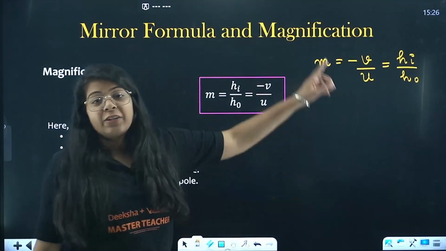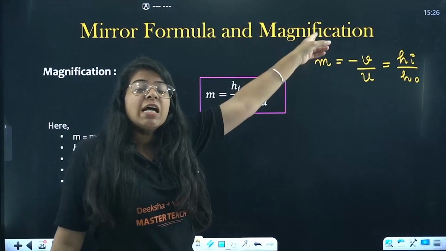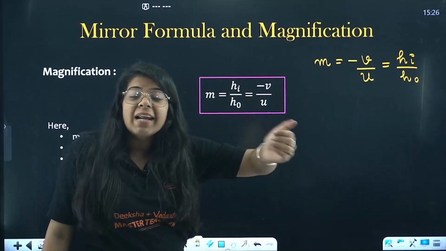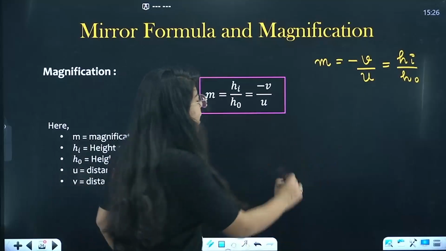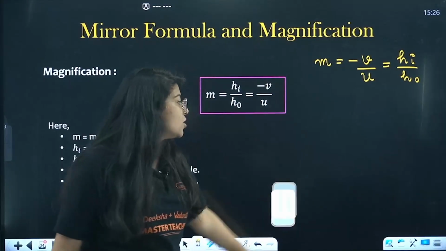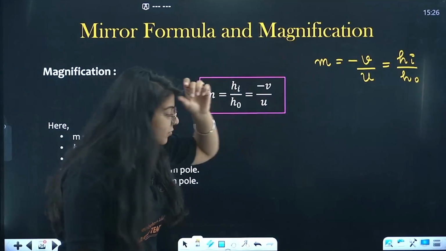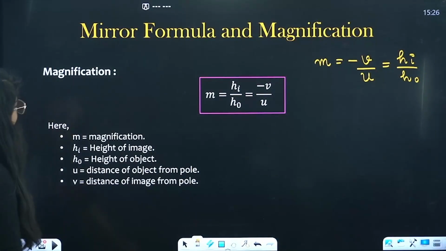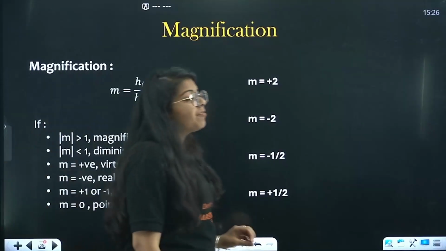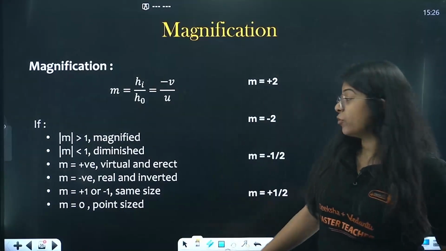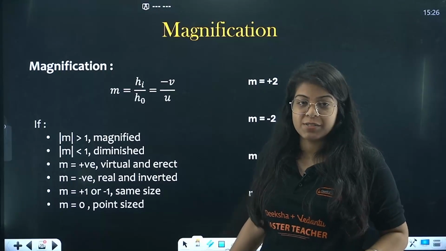We know height of object was above the principal axis, always positive. If the height of the image is below the principal axis, for real and inverted images, then it will be negative. For virtual and erect, we saw it was above the principal axis, so it will be positive. Done? Now beta, if you remember these things, you will be unbeatable in your light chapter, in your numericals.